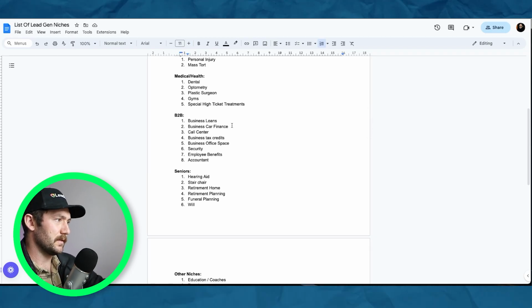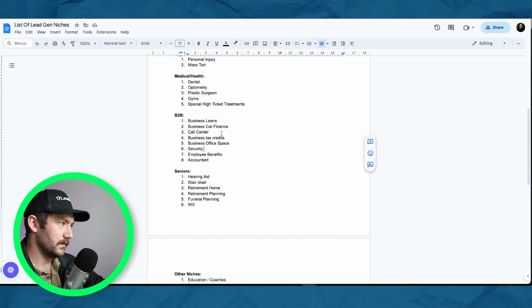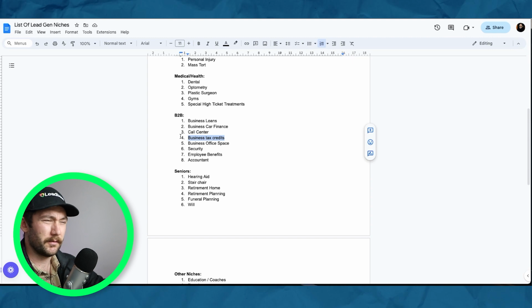B2B, there's business loans, business car finance, call centers. We've done ads for that. Business tax credits, business office space. The tax credit one is the one where your employees get $5K each or something like that. Can't remember what it was called. That was something that everyone was talking about.